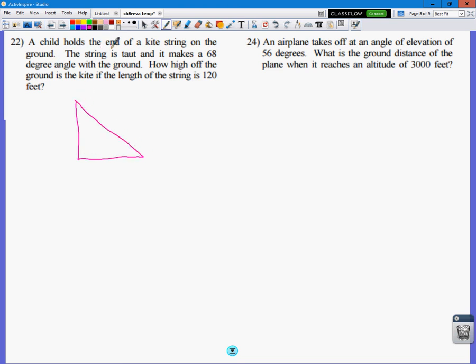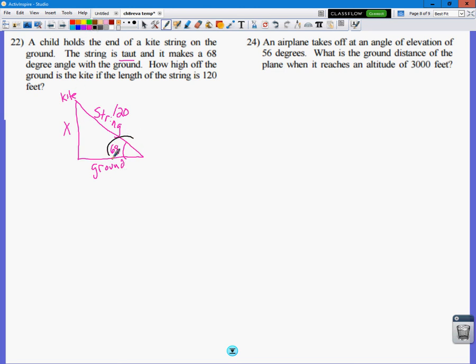A child holds the end of a kite string on the ground. Obviously, this is the ground. Obviously, my kite's up here somewhere. And if my kite is up here, this must be my string. It says the string is taut. In other words, the string is pulled tight, and it makes a 68 degree angle with the ground. This is 68 degrees. How high off the ground, this is the distance it is from the ground, this is x, if the kite string is 120 feet, this is 120.